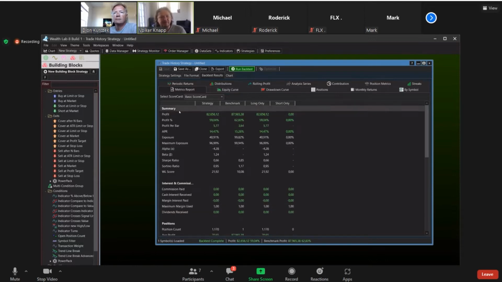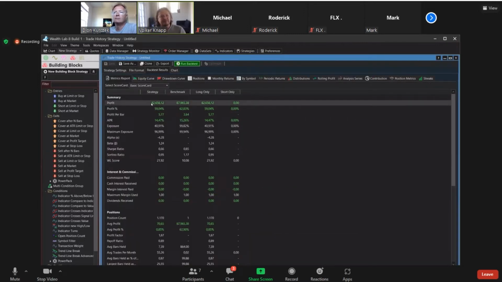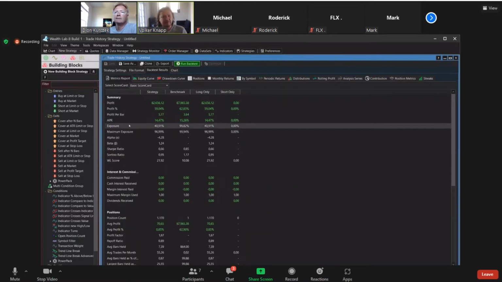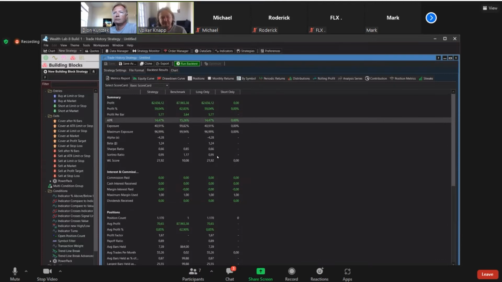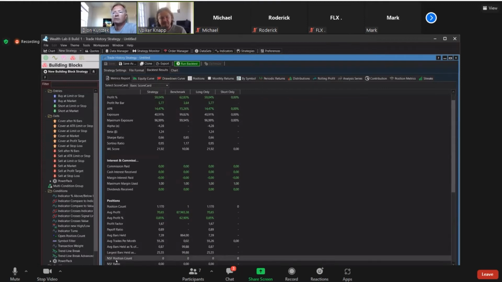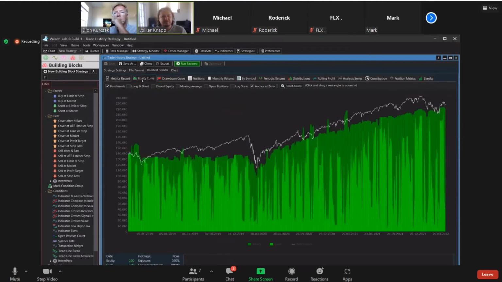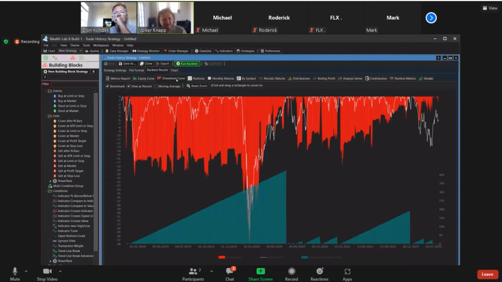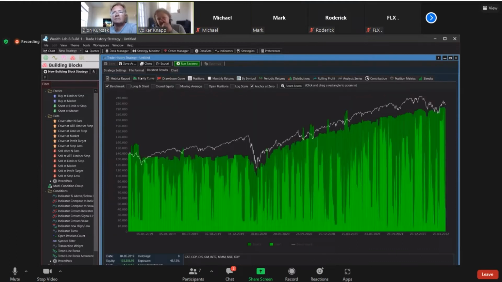And here we have our results. I increased the window. So you see $82,000 profit, APR 14.47%. Those are the numbers that we easily get here. No NSF positions. So the equity curve looks nice, pretty much a little bit like buy and hold. I would think that the drawdown is not so good, but it's basically mimicking the... Let's look at the positions.